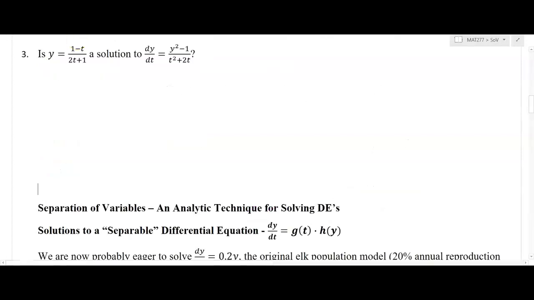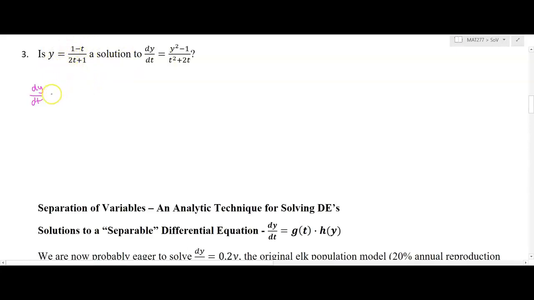Now let's take a look at another possible solution candidate for this differential equation. Same differential equation, but now we're going to check if 1 minus t over 2t plus 1 is a solution. So I've got to find the derivative of this. And this is just a common step in checking solutions. If you had a second derivative in it and you thought you found a solution, it might be the case that you need to take the second derivative of y.